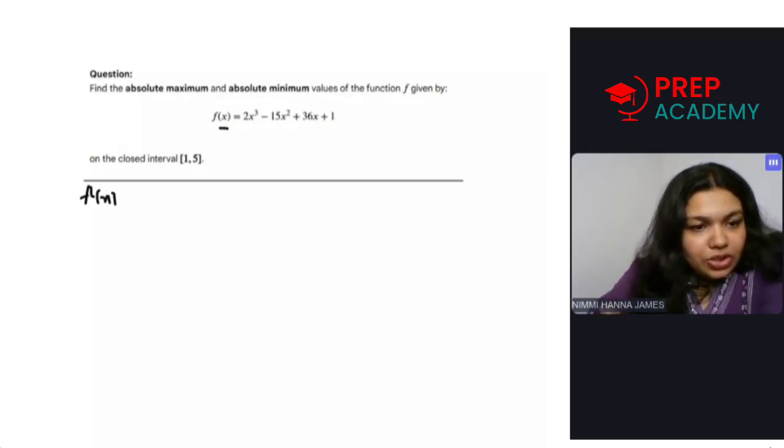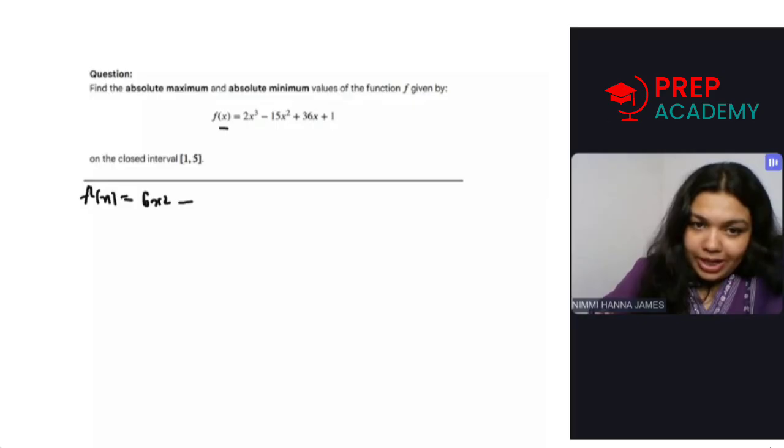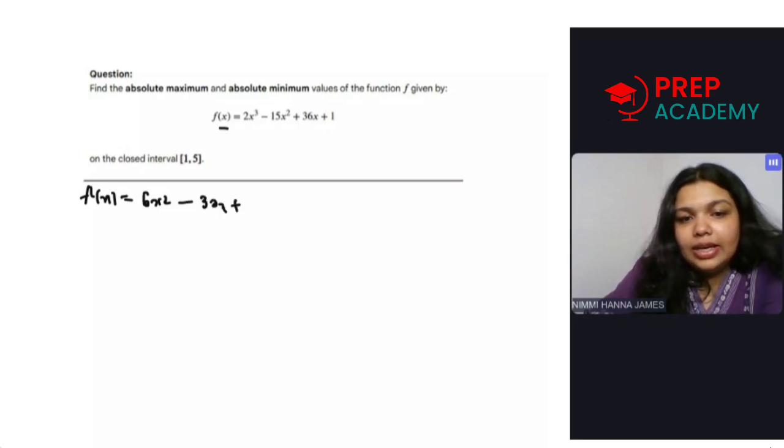So the first derivative of this function is f'(x) = 2 into x cube, which is 3x square. 3 2s are 6x square, minus 15 into x square, it is 2x, so 15 into 2x is 30x, plus 36. So this is the first derivative, and to find the critical points, we want to equate it to 0.